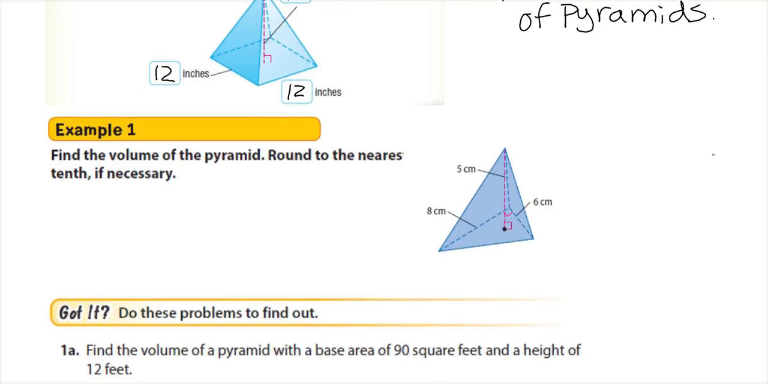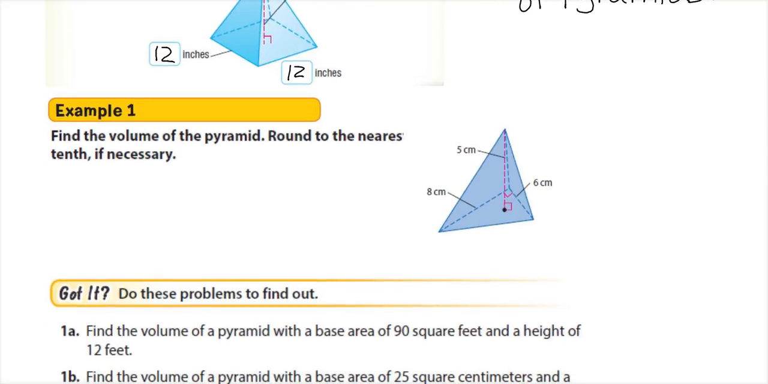All right, let's go ahead and look at example number 1. So we're going to find the volume of the pyramid and round to the nearest tenth if necessary. Up above you should see where I wrote the formula for you. So we're going to take 1/3 of the area of the base times the height. Remember, 1/3 means to just divide it by 3. The first thing we need to do is find the area of the base.